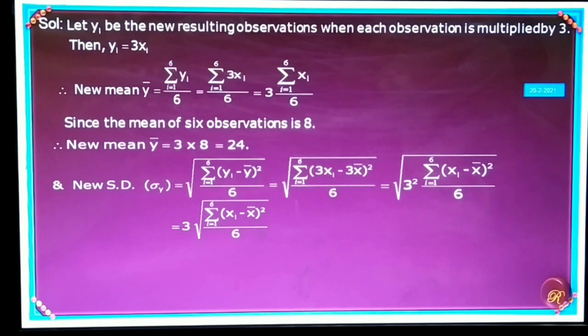This is nothing but 3 times the standard deviation in terms of x, which is given 4, is equal to 12.